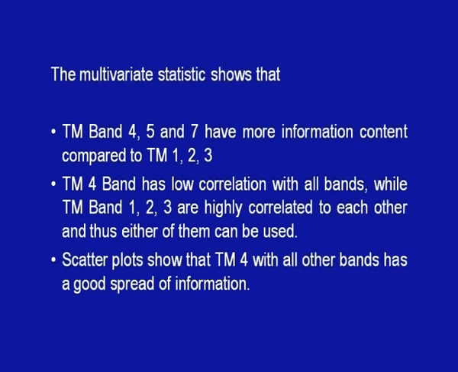The multivariate statistic shows that TM band 4, 5 and 7 have more information content compared to TM band 1, 2 and 3. TM band 4 has low correlation with all bands, while TM band 1, 2 and 3 are highly correlated to each other, and thus either of them can be used. Scatter plots show that TM band 4 with all other bands has a good spread of information.